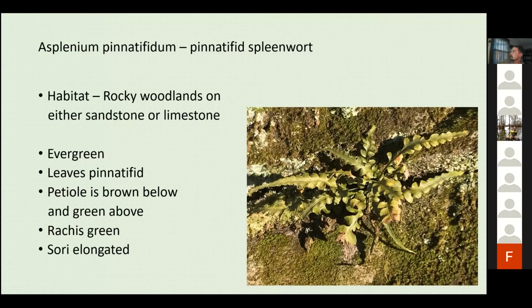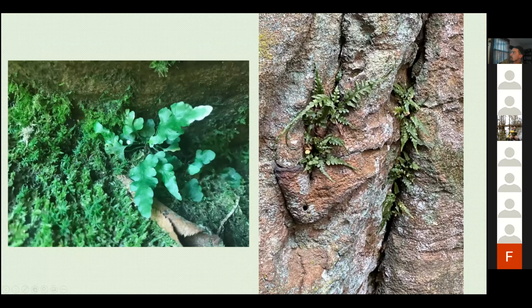The leaves here are completely pinnatifid, and the petiole is brown, and the rachis is green. These sori on this are pretty elongated too. So here's some of the habitats that this likes to grow in. There's rock crevices here. This is a really, really small one. You look how wide these leaves were when it was developing. They haven't quite become so long like these ones are. So it almost could be mistaken for the rhizophyllum too.